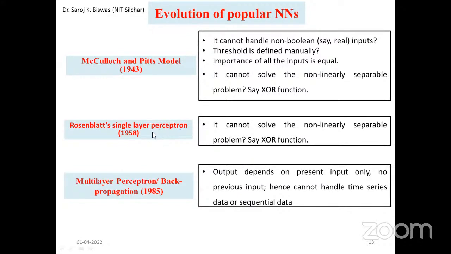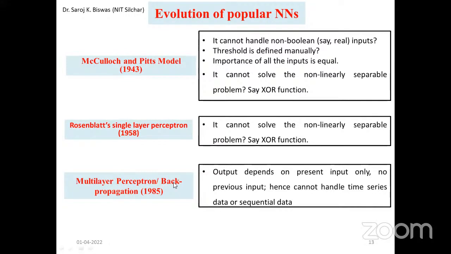Perhaps in most cases, when you start learning or teaching neural networks, you start with the perceptron. In the perceptron, many things were sorted out, which is why we start with it. The perceptron solves most of the problems of the McCulloch and Pitts model, but the single layer perceptron still suffers from one problem: it cannot solve non-linearly separable problems. The XOR problem cannot be solved using a single layer perceptron.